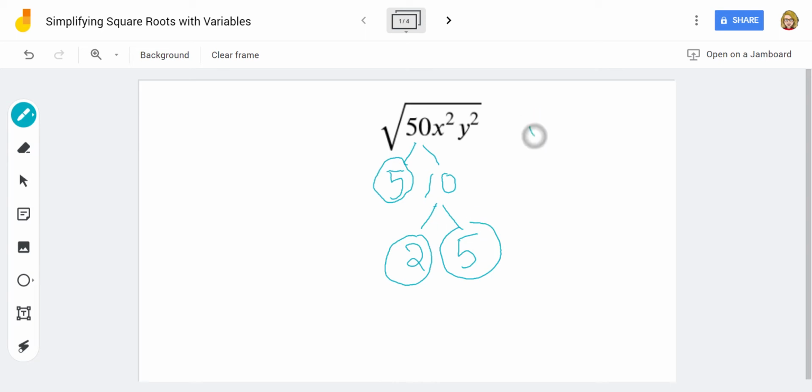Okay, and then I'm going to rewrite my square root. But this time I'm going to write 2 times 5 times 5. I'm going to write those multiplications a little bit bigger. But I'm going to expand my variables. So I have 2 x's, so I'm going to write x times x. And I have 2 y's, so I'm going to write y times y.